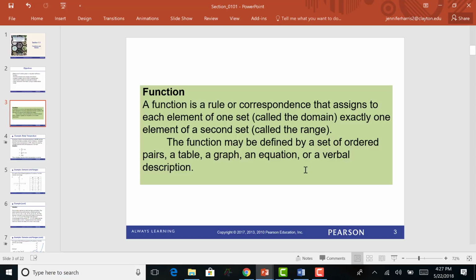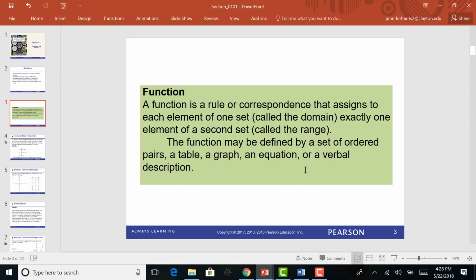What's the next type that we're doing? Okay, so we did a table. Here's our graph. Now we're going to do an equation. So for an equation, I'm just going to give you an equation. Y equals x squared plus 2. There's my equation. I want to know if it's a function or not.